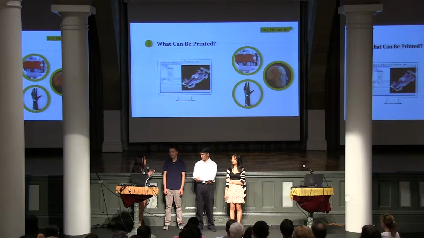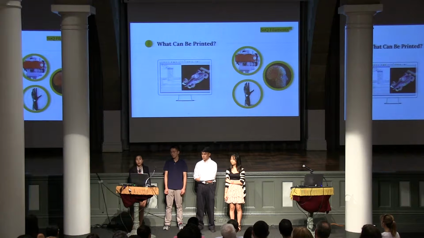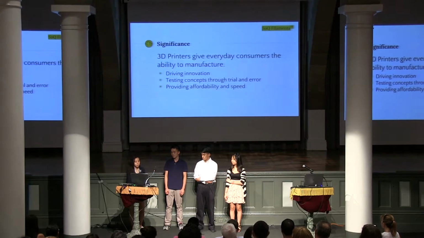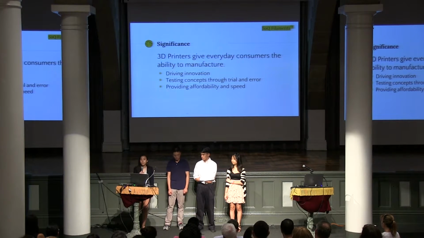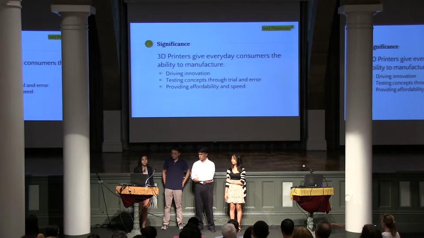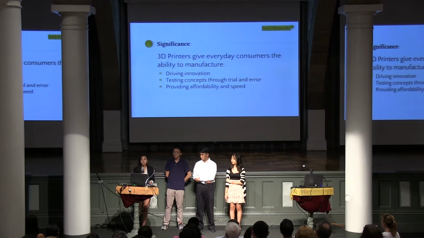And what can be printed? Pretty much anything you can CAD. You can print a motor, as you can see on the top. You can print very detailed art sculptures and even prosthetics, which you can see on the bottom. The significance is that 3D printers give the everyday consumer the ability to manufacture, and that drives innovation for students like us. We can test concepts through trial and error, and this is all very affordable, and we can do it really fast.